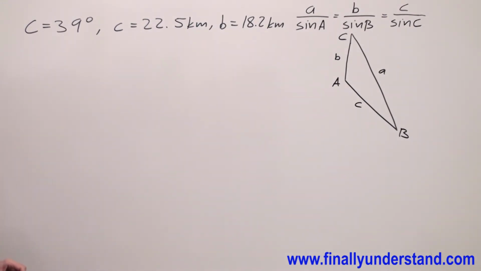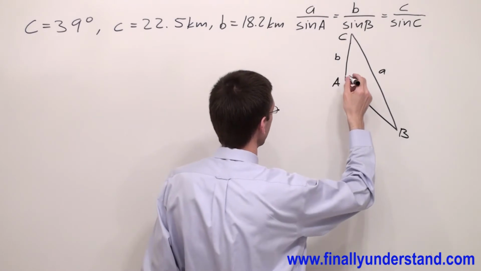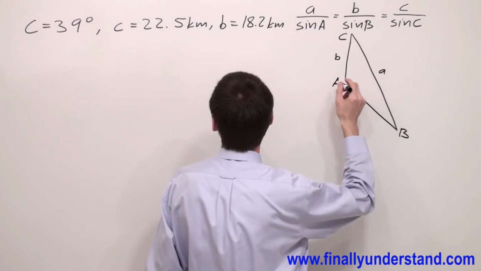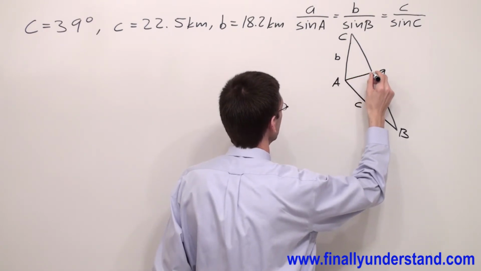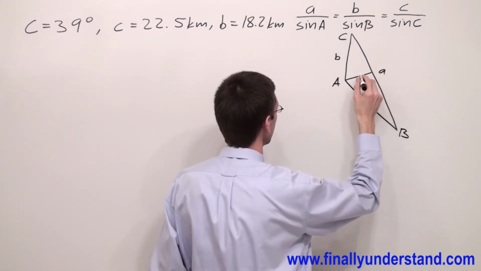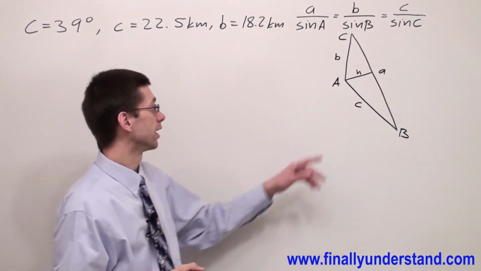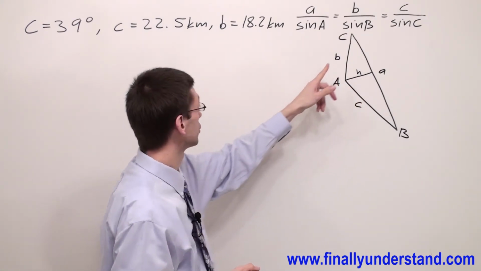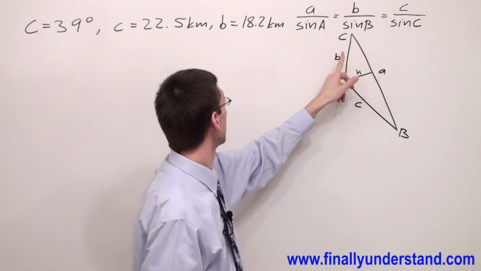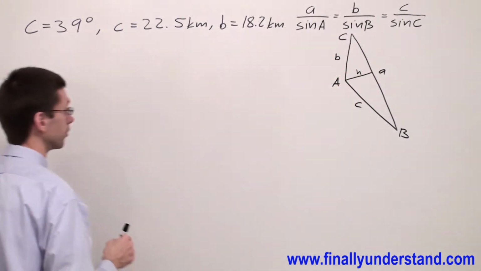So let's take a look at what we can do over here. First, we're supposed to draw the altitude to the side which is not given. The side which is not given is side A. That's why I'm going to draw the altitude to side A, and this is my H. I'm supposed to find the length of H. Angle C is given. Side B is given. So I can very easily find the length of H.